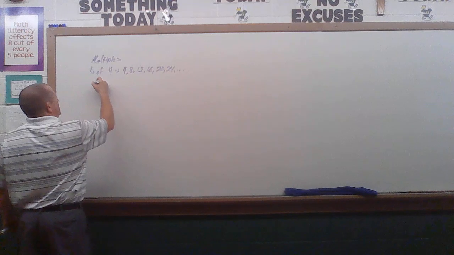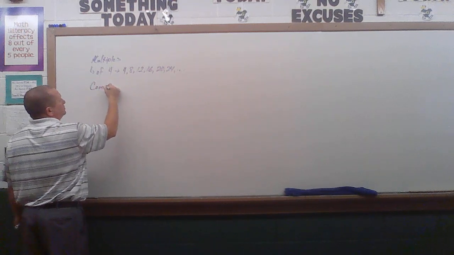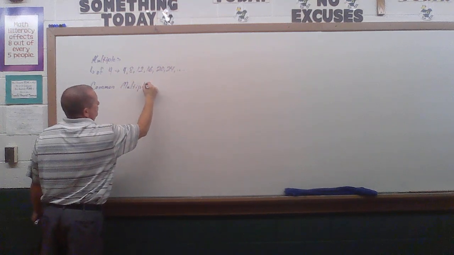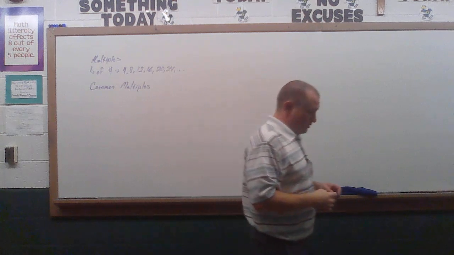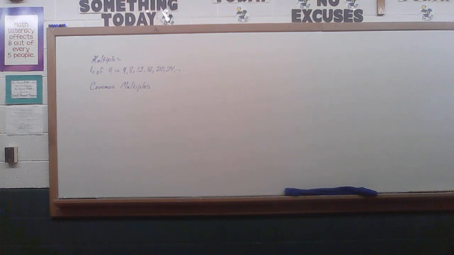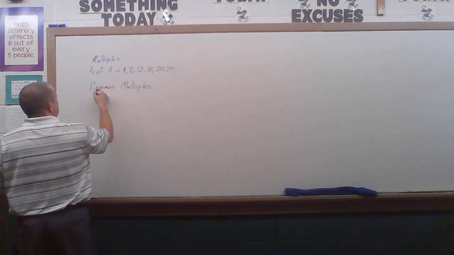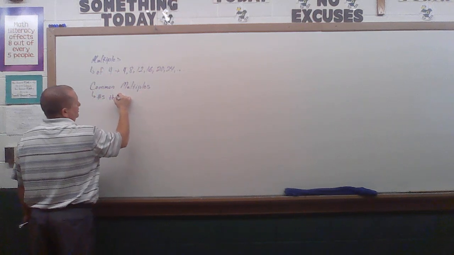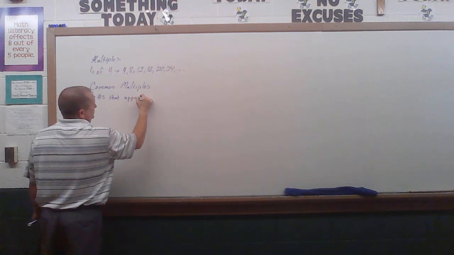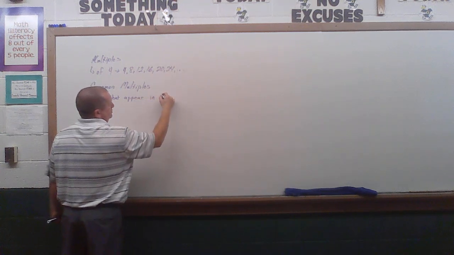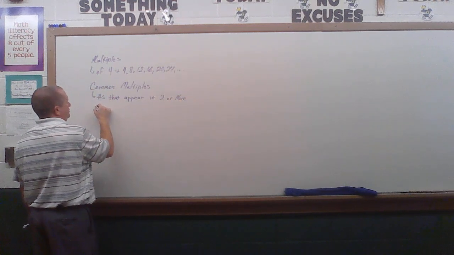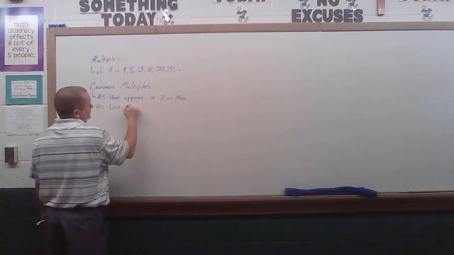So then, from there we talk about common multiples. And when we talk about common multiples, this would be where we would start to think about common denominators and stuff. So for common multiples, we're going to look for numbers that appear in 2 or more numbers' list of multiples.